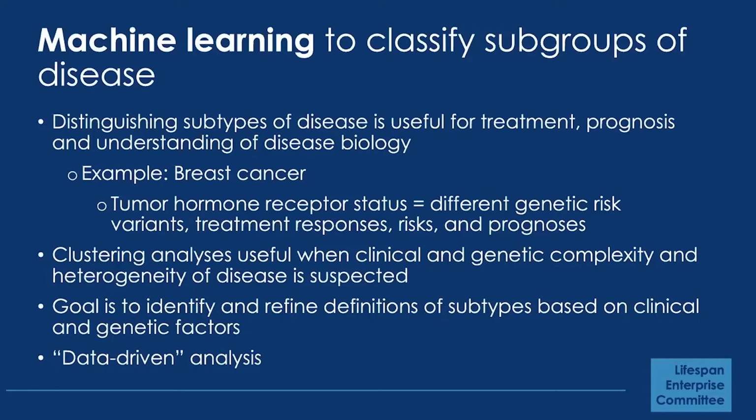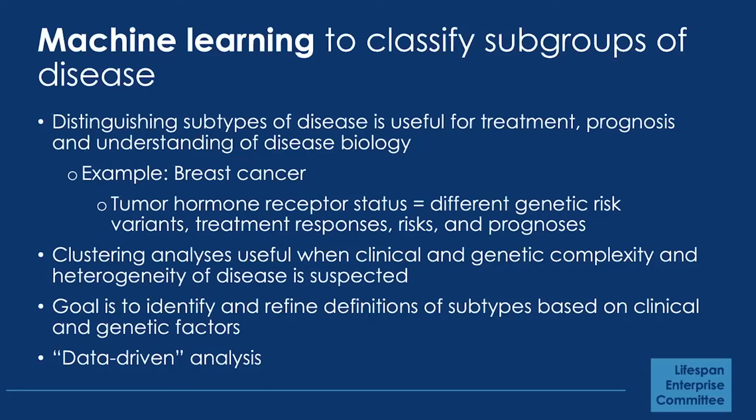Distinguishing subtypes of disease is useful for treatment, prognosis, and understanding of disease biology. And there are many chronic diseases with a single diagnosis that actually may be representative of different subtypes of disease. A great example is breast cancer, where tumor hormone receptor status represents a different genetic risk variance than other types of breast cancer, treatment responses, risk, and prognoses.